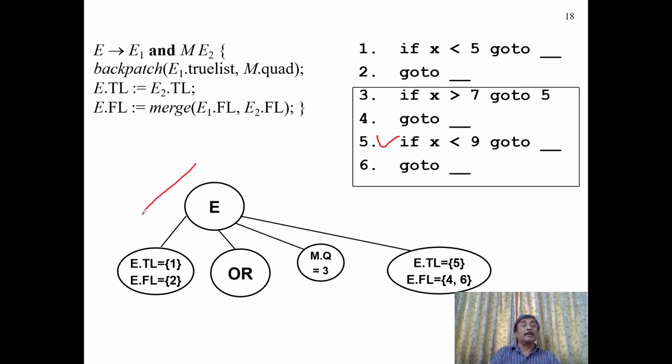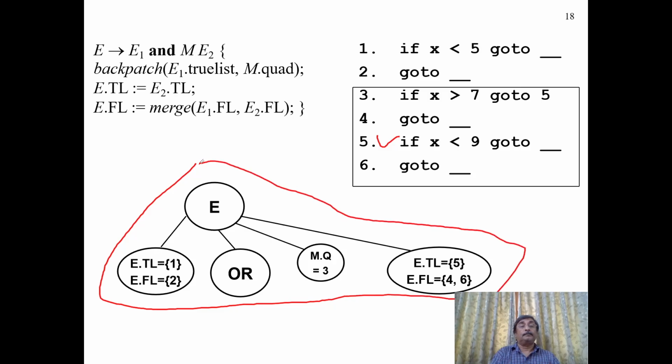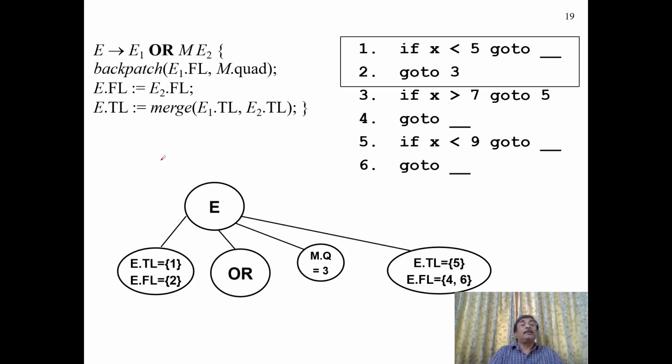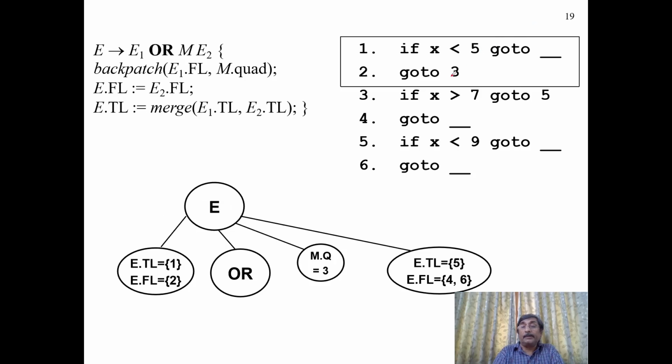This particular reduction I am ready to do, the entire reduction. Now this is an OR, so this is predictable now, right? OR means if this condition is false, then you can go to check this condition. So E.FL has to be filled up by M.quad. So what is E.FL? 2. So that will be filled up by 3. E.FL has to be filled up by 3. Yeah, E.FL has been filled up by 3.